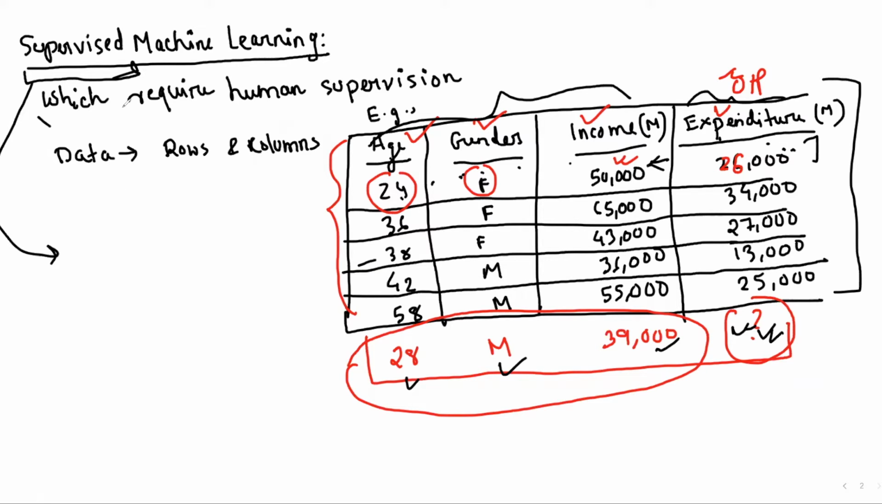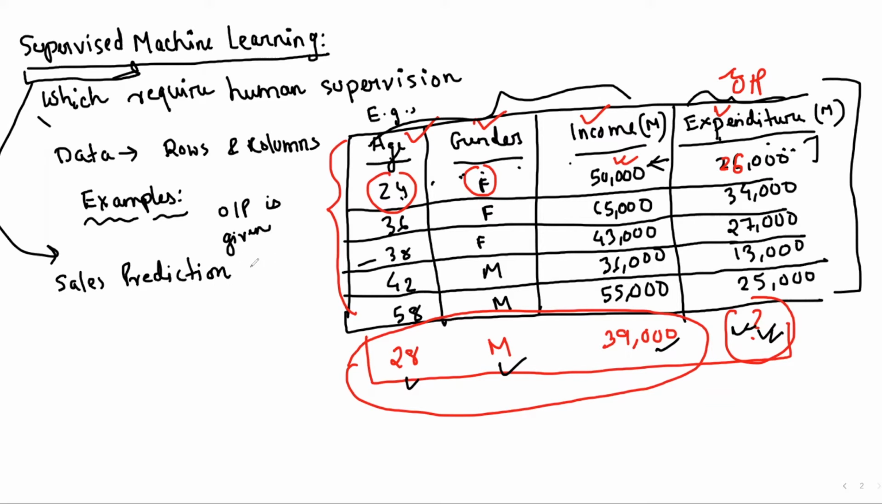Okay, so now let me give you some examples of supervised machine learning. So we know that the output will be given, right? Output is given, and then we need to predict the output for the new data, right? This is something we know. Examples may be sales prediction. Sales prediction in a company can be an example of supervised machine learning.